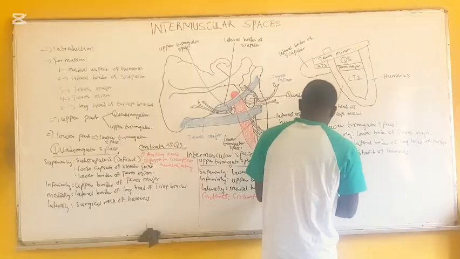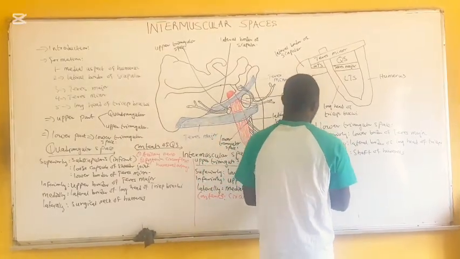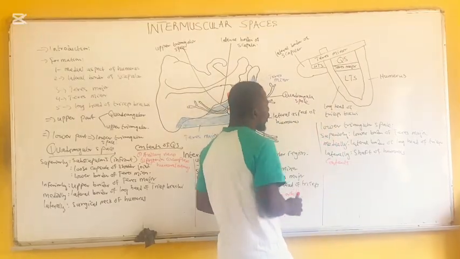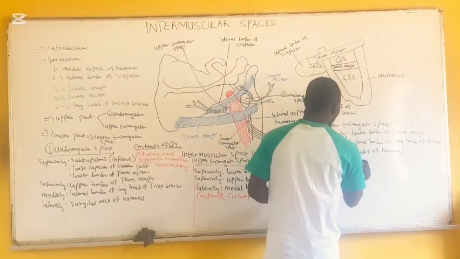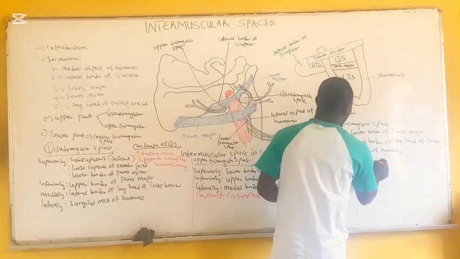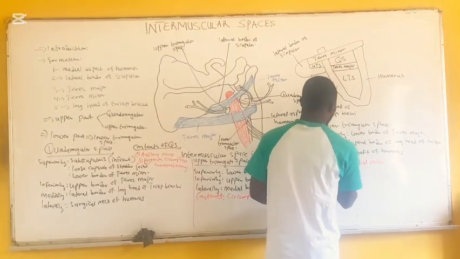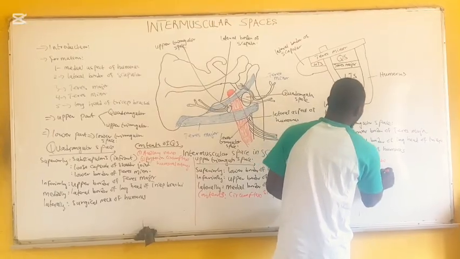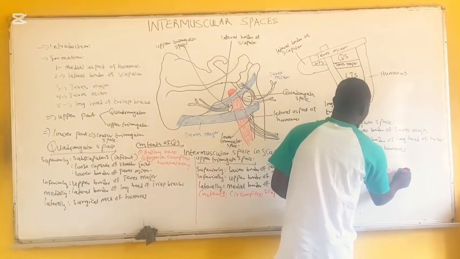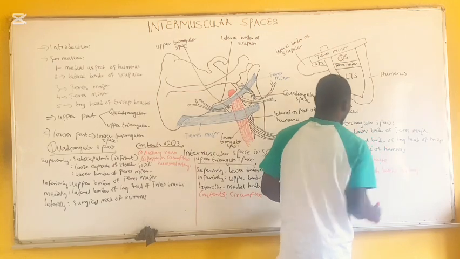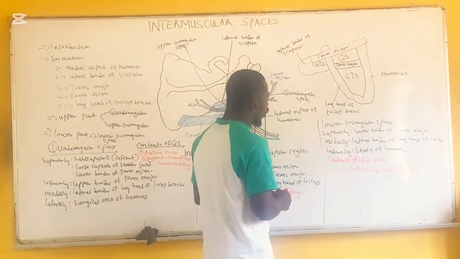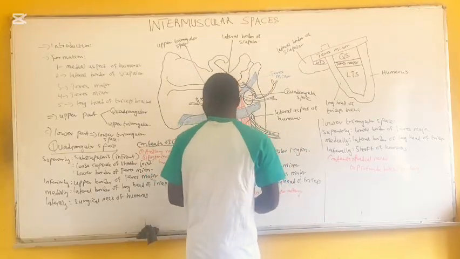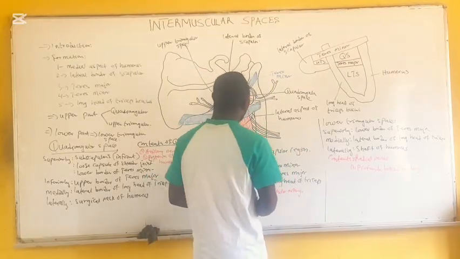Now the contents of the lower triangular space are: one, the radial nerve, and two, the profunda brachii artery. The profunda brachii artery is the largest branch of the brachial artery. So these are the contents and the boundaries of the intermuscular spaces.